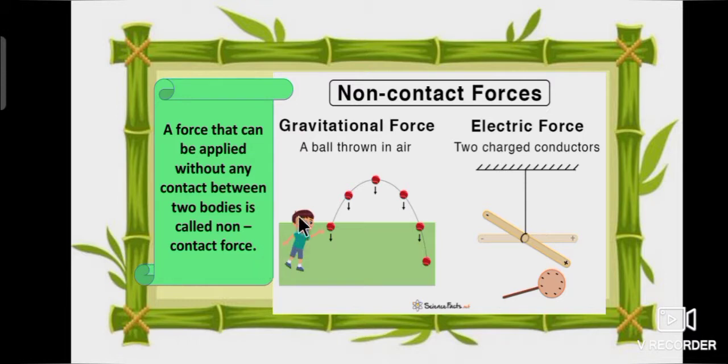For example, a ball thrown in the air. The ball reaches the surface due to gravitational force. Like that, between two charged conductors, attraction takes place. So, electric force is a non-contact force.